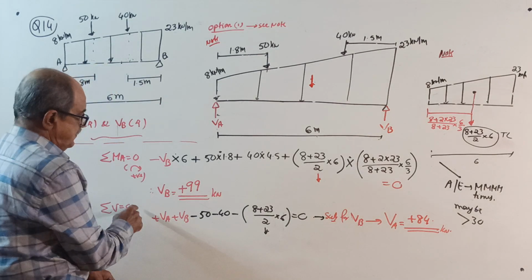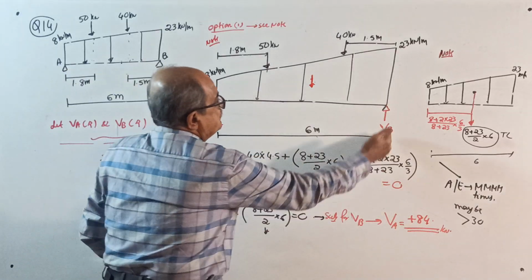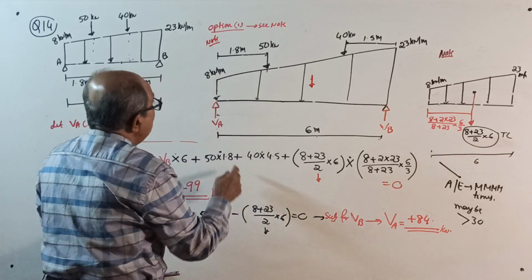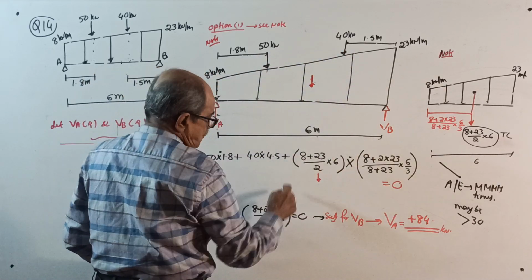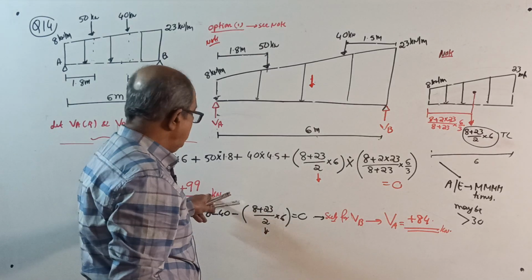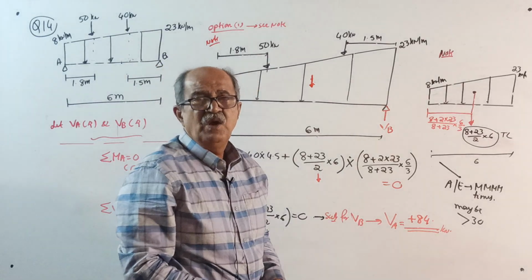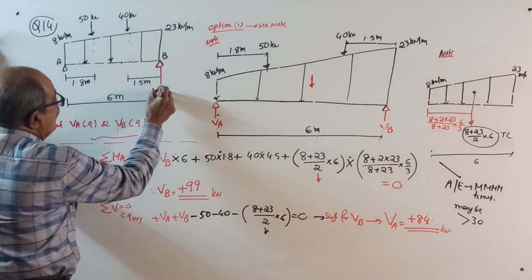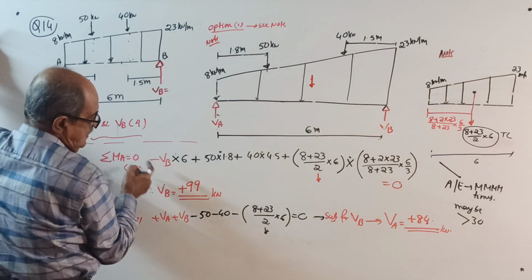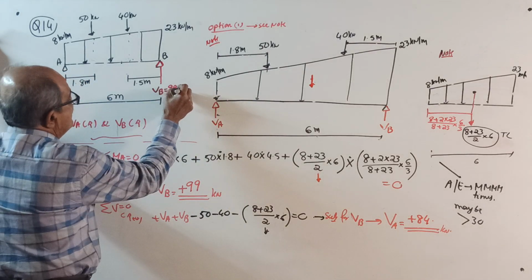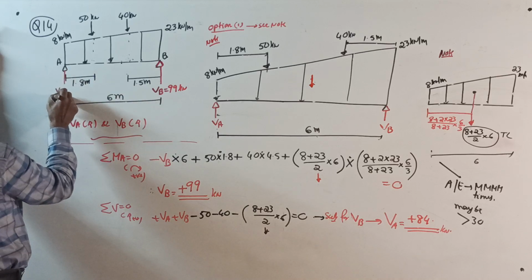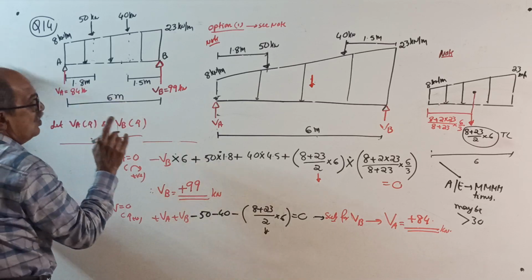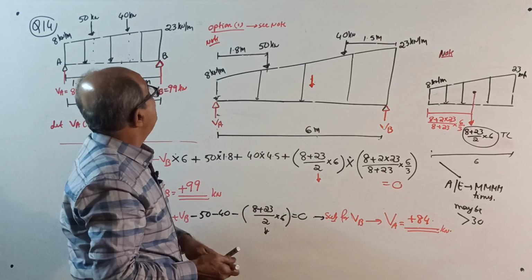Sigma V equal to 0, upward positive: plus VA plus VB minus 50 minus 40 minus the total load. Total load is 8 plus 23 divided by 2 into 6 equal to 0. Substitute for VB whatever you get. VA is 84 kilonewton. Then go back and make a neat entry here and write once again, draw the sketch once again. VB is 99 kilonewton. VA is 84 kilonewton. Remember, one more sketch required. Do not use original sketch. Okay, over. This is option 1.